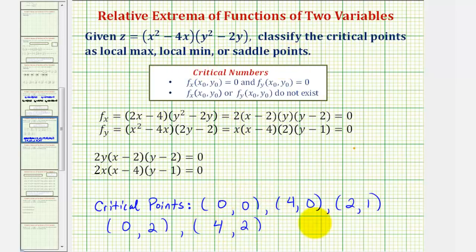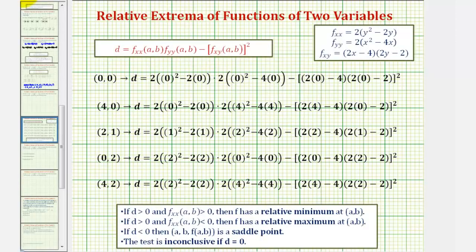And again, to save time, I've already set a lot of this up. Here are the 5 critical points that we just found. And now we need to find the value of d using this formula here and the second order partials that we found on the previous slide, which I've copied here. So we're going to evaluate the second order partials in this formula using our critical points.